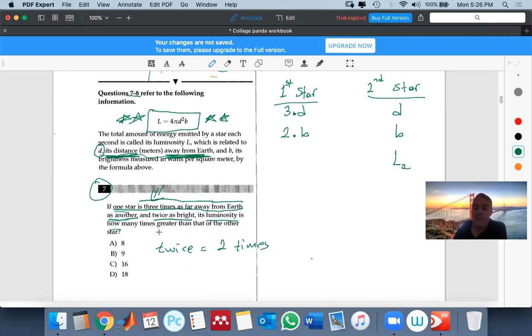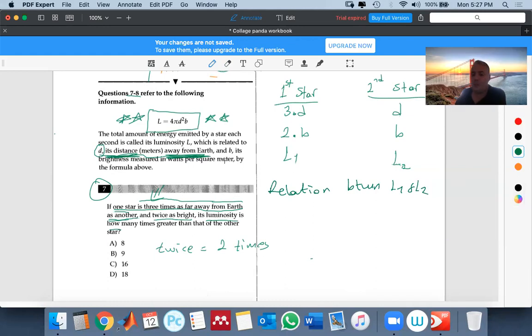Its luminosity is how many times greater than the other one? So if I call this L1, what is the relation between L1 and L2? Now, the formula is clear. L is equal to this. So I will use L1 equals 4 times pi times D squared.